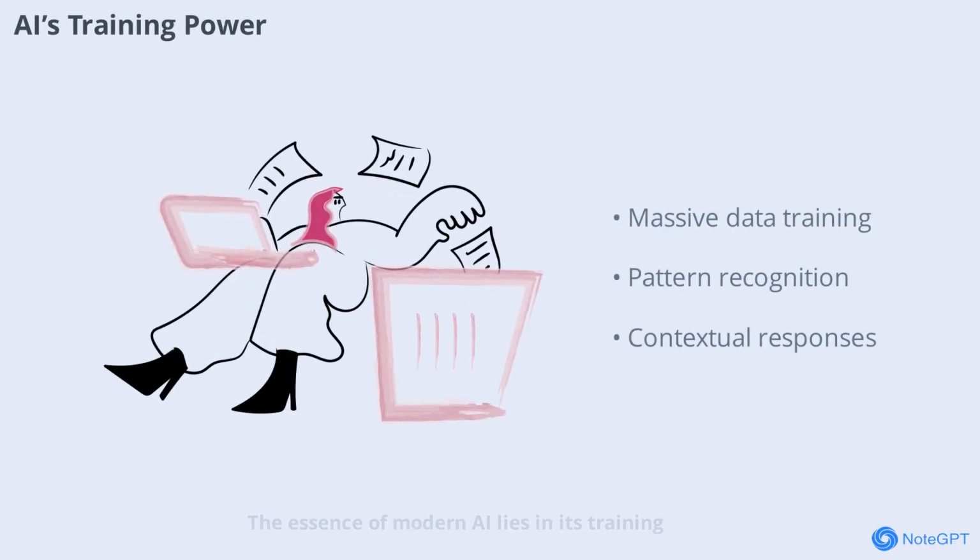The essence of modern AI lies in its training. By exposing AI systems to enormous datasets, they learn to recognize patterns and generate responses that fit the context. This training process is what gives AI its apparent intelligence. From the outside, AI seems smart, but it's really just leveraging patterns it has seen before. This is the core of today's AI technology.